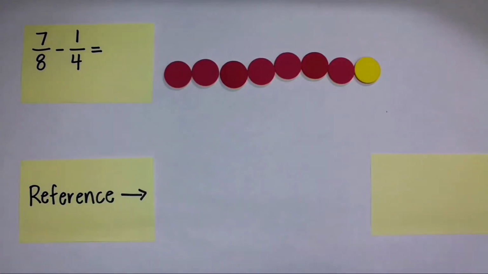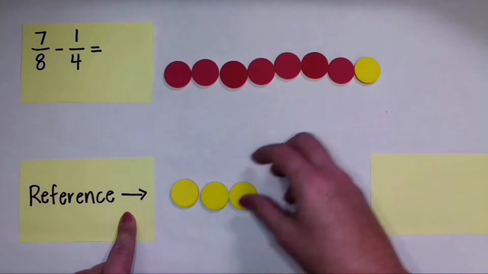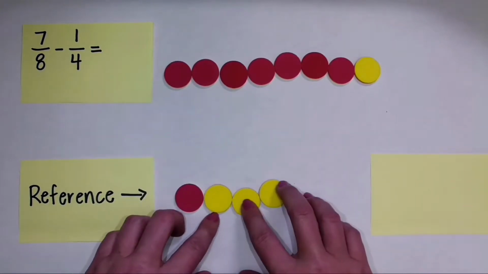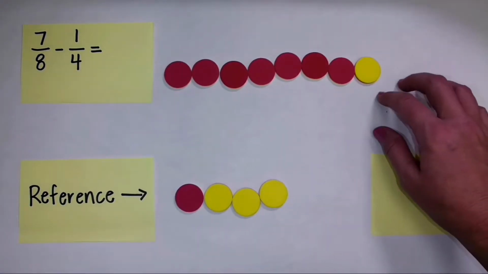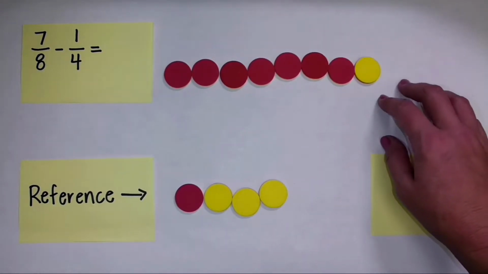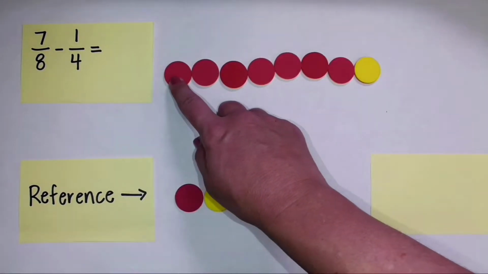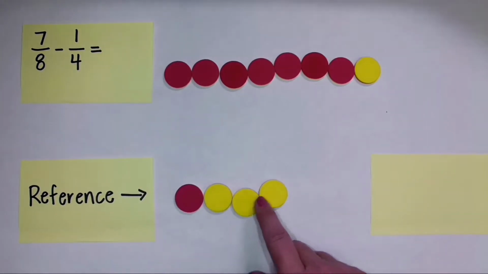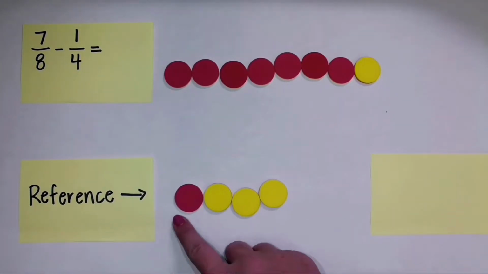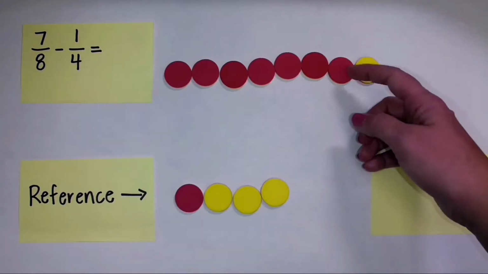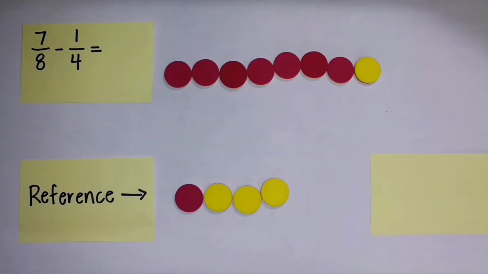For my reference, I need to subtract 1/4. And so I'm going to put that down here. Notice that I call this my reference set, and I need to subtract 1/4. Now I want to subtract from this set here of the 7/8. But right now, each of these counters in this fraction represents 1/8, and each of these counters right here represents 1/4. So it's quite difficult for me to take this fraction away from this fraction because the value of the counters or the parts are not the same.